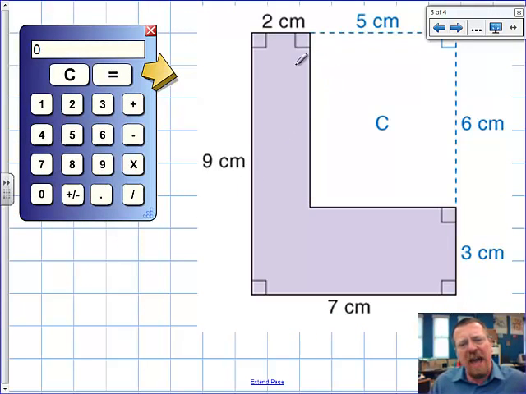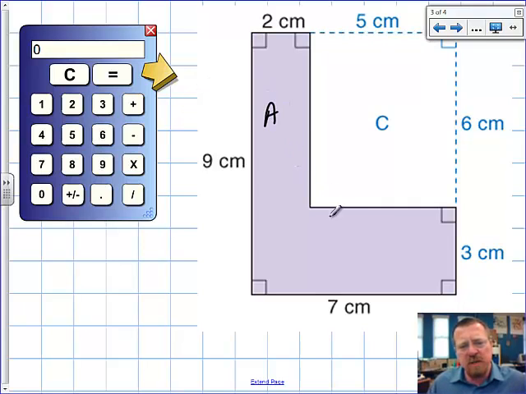Instead of taking a look at the space and then divvying it up so you have areas that are easier to figure out, what if you were to take the space and make it bigger so we'd look at it from a subtraction point of view? Let me tell you what I'm talking about.